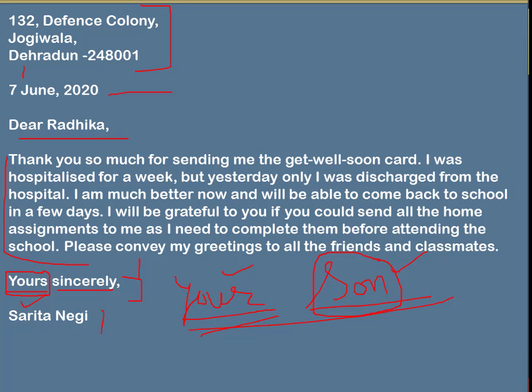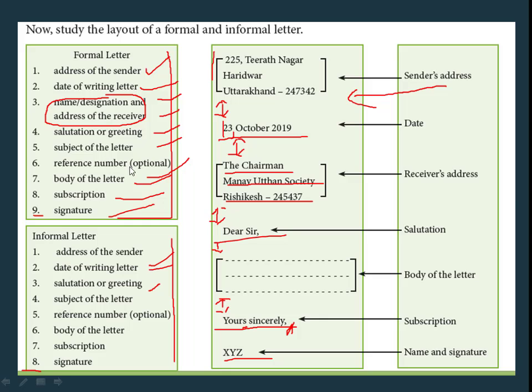We have also learned the elements of the letter. The elements are address of the sender, date of writing, name and designation and address of the receiver, salutation or greeting, subject of the letter, reference number, body of the letter, subscription and signature. So these are the elements.